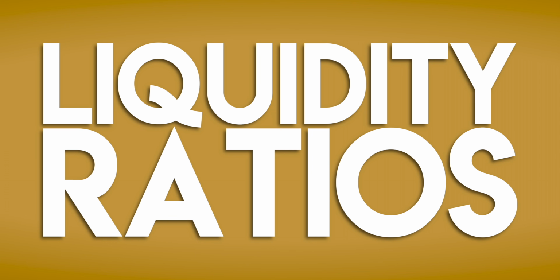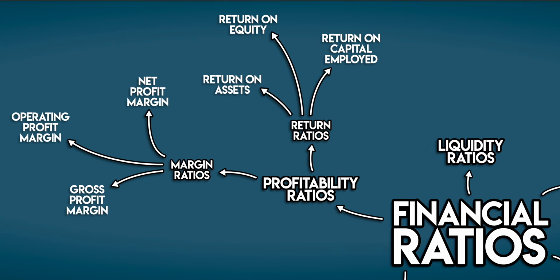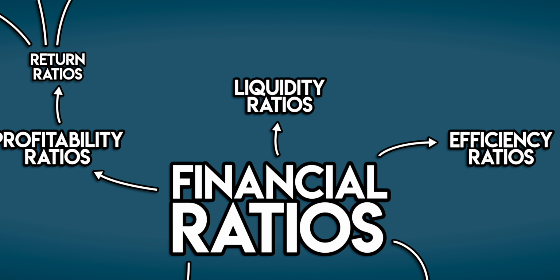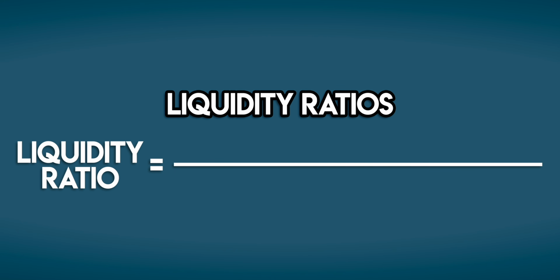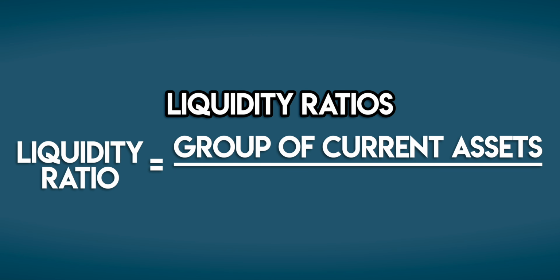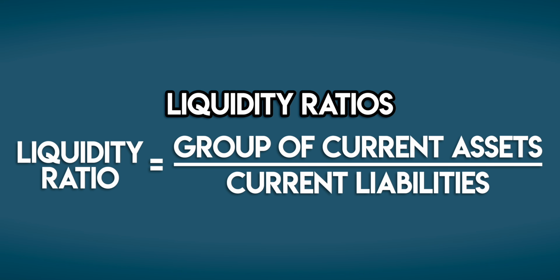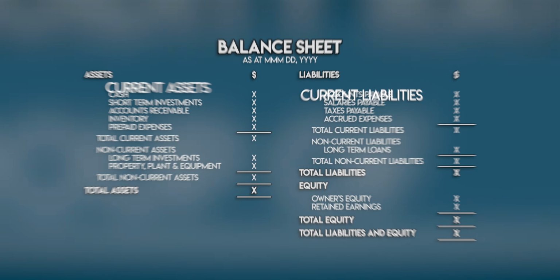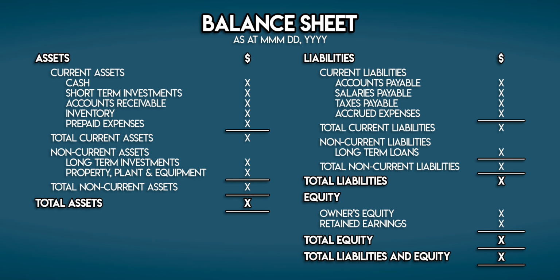Let's move on to liquidity ratios. Liquidity ratios measure how well a business can cover its short-term debt obligations using different assets. The calculation looks something like this. A liquidity ratio is equal to some assets divided by current liabilities. These assets on the top are used to cover a business's short-term debt obligations on the bottom. Everything you see here can be found on the balance sheet, which makes things nice and simple.